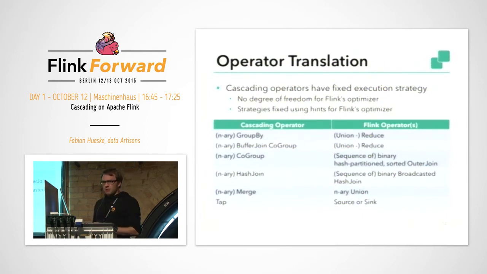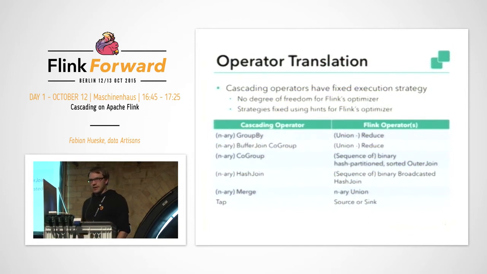Cascading operators have a fixed execution strategy in there. When you have a Cascading operator, it dictates how it wants to be executed. For example, a co-group in Cascading is always realized using a repartition strategy, which shuffles the data and sorts the data. So it's always a sort-merge co-group. A hash join is always realized as a broadcast hash join variant with a smaller side. So the build side is broadcasted to all other sides.